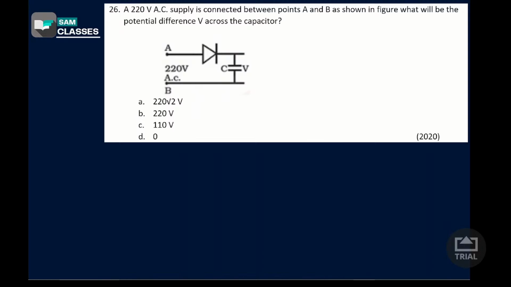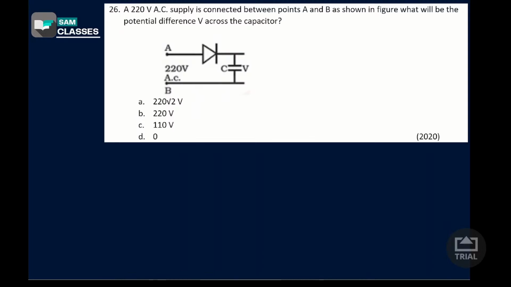चलो बच्चों, let's see. So the question is, a 220 volts AC supply is connected to a capacitor, between the battery, and what is the potential difference across the capacitor? What is the potential difference across the capacitor? A lot of people gave the answer how much?